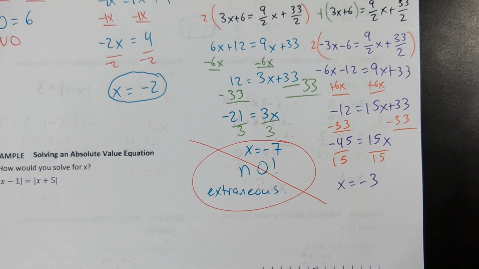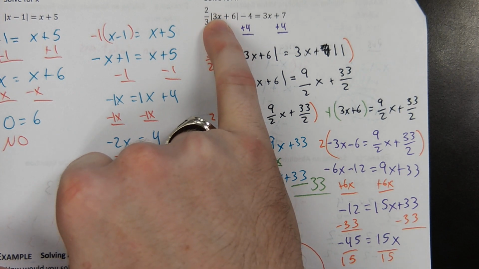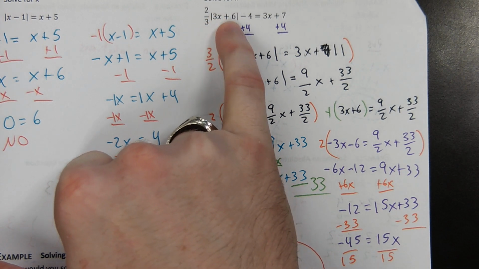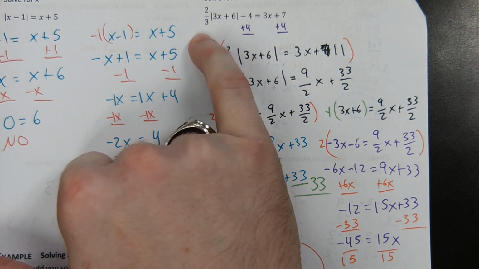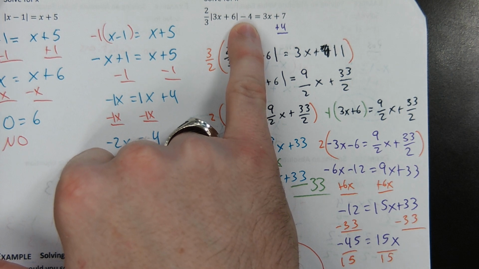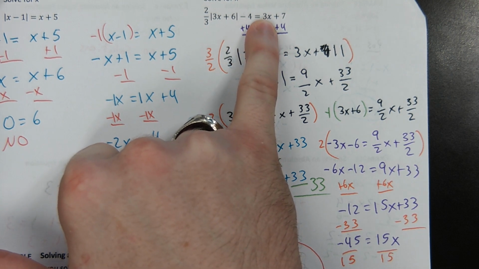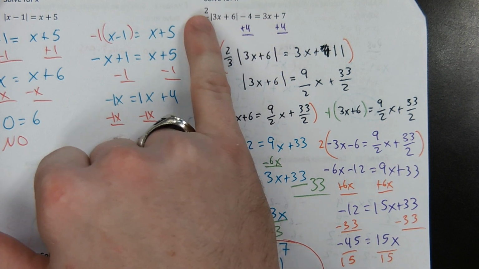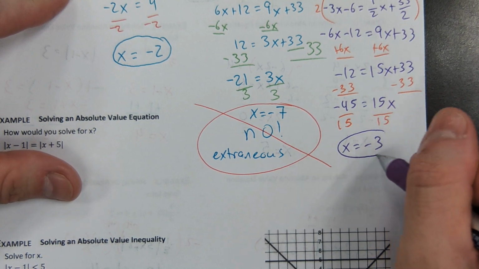We also have to test the -3 though to make sure it works. 3 times -3 is -9. -9 plus 6 is -3. The absolute value of that is +3. 2/3 of 3 is 2, and 2 minus 4 is -2. 3 times -3 is -9, and -9 plus 7 is -2. So I got -2 equals -2 when I used x equals -3. So this is a true answer.